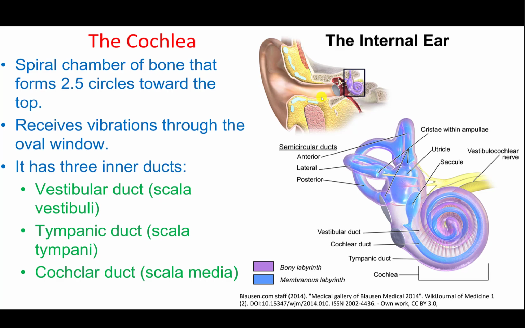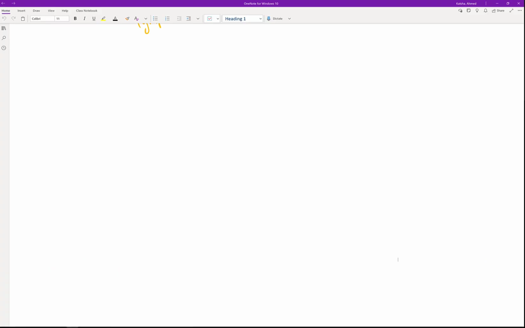Okay, let's try to understand now the physiology of hearing, and specifically we need to understand how the cochlea is converting the vibrations into action potentials that will be transported to the brain, to the auditory center of the brain. In order to do this, let's do some drawing.